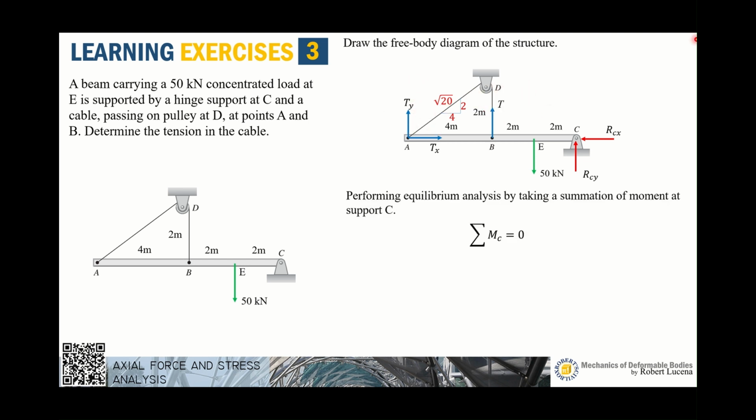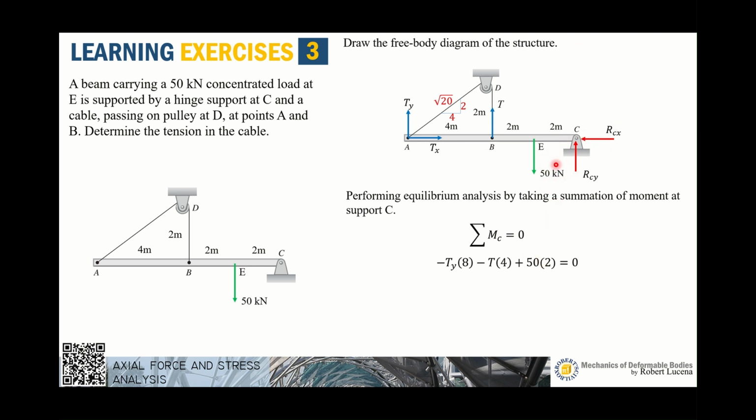So performing equilibrium analysis by taking summation of moment at support C, the moment of Ty is equal to Ty times 8. We have it negative because it causes a clockwise rotation about point C, minus T multiplied by the distance 4 meters. That's also negative because it causes clockwise rotation about point C.